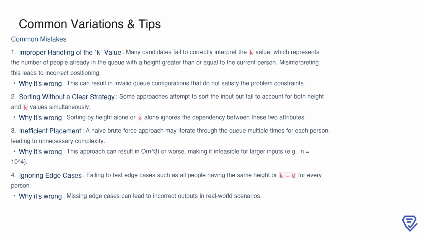A brute force approach that repeatedly iterates through the queue for each person leads to excessive complexity, often n cubed, or worse, making it impractical for larger inputs. Finally, many candidates overlook edge cases, such as scenarios where everyone has the same height or all k values are 0. Ignoring these edge cases can result in solutions that fail under specific conditions, leading to incorrect outputs.